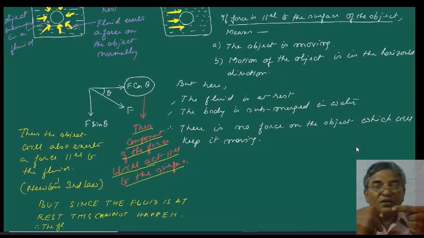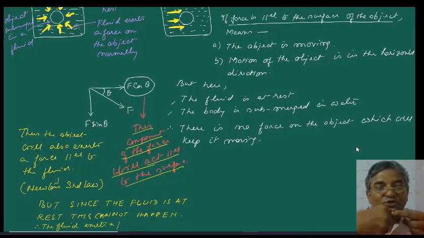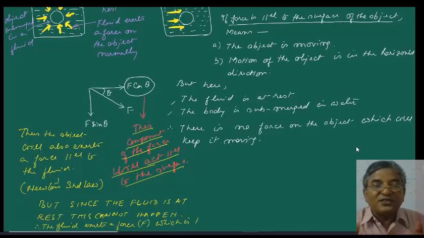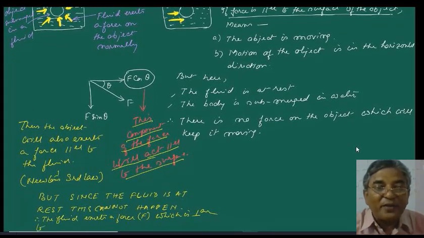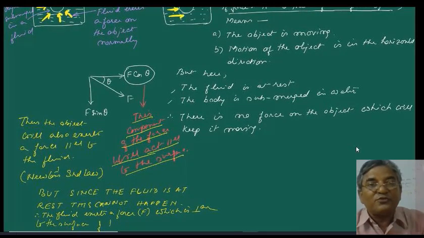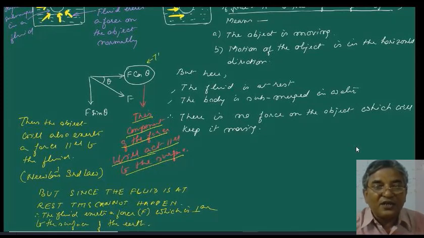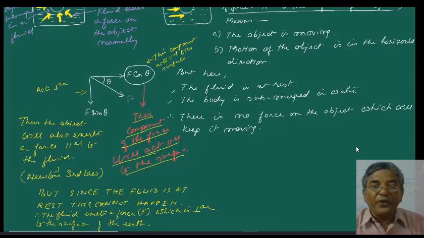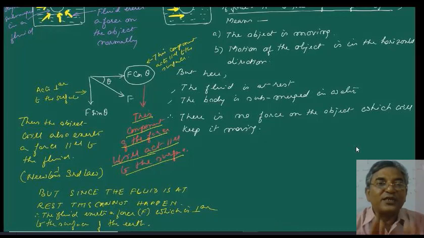See, this is the ball. It is exerting a force parallel to the surface. That means it is likely that the fluid will also exert a force parallel to the surface, since it obeys Newton's third law. But since the fluid is at rest, this cannot happen. Why can it not happen? The fluid exerts a force which is perpendicular to the surface. It doesn't exert a horizontal force. The component F cos theta acts parallel to the surface, and F sin theta acts perpendicular to the surface.